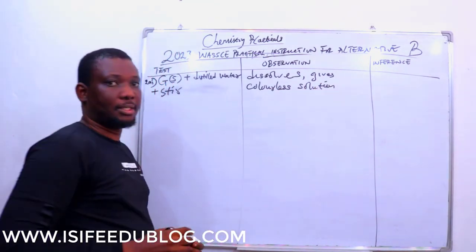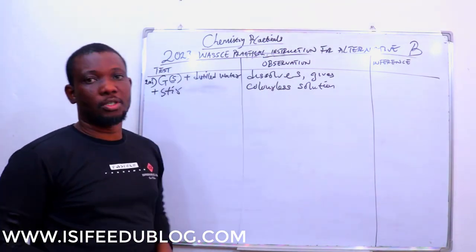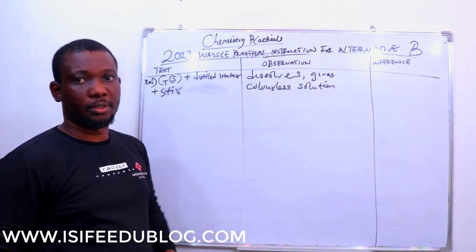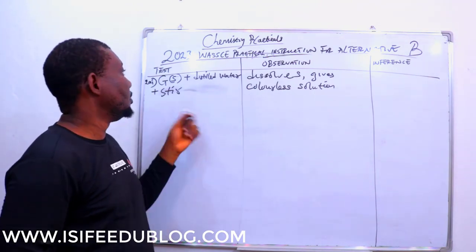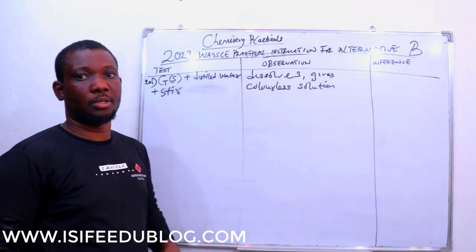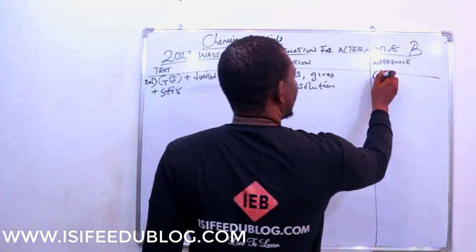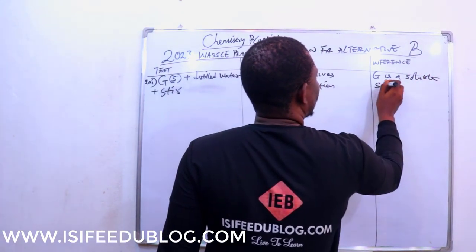There are two things I state here. It dissolves, and at the same time, the solution is not colored. What will be my inference? Since it dissolves, G is a soluble salt. I write it here: G is a soluble salt.